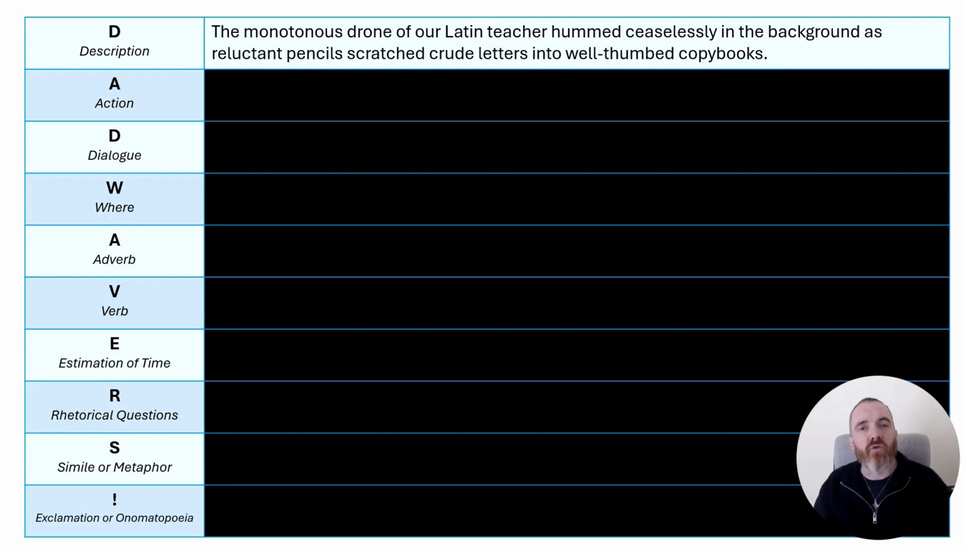The monotonous drone of our Latin teacher hummed ceaselessly in the background as reluctant pencils scratched crude letters into well-thumbed copybooks. A little bit of scene setting there. The description orients the reader. Now the reader knows what's going on.